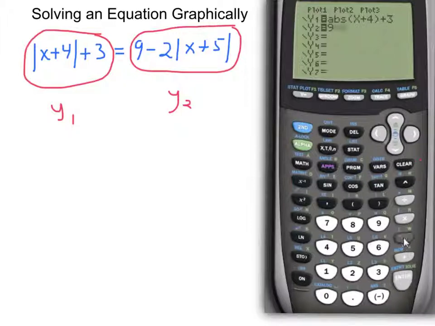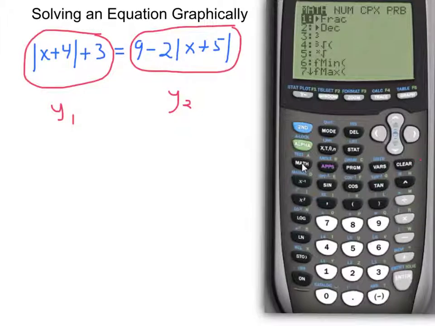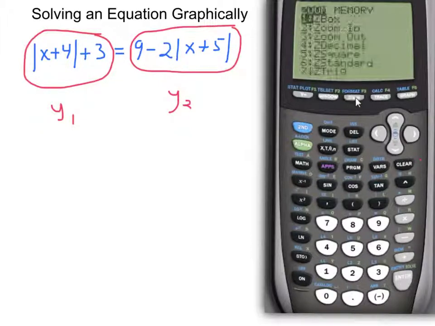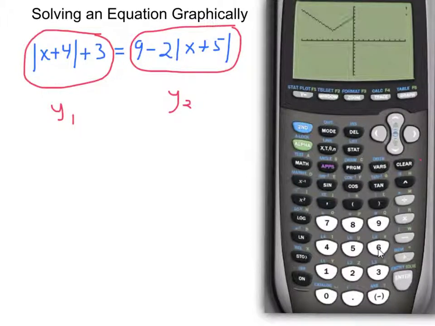So that'd be 9 minus 2 times, and then again you'd have to go back to the math key and then over to number and absolute value of x plus 5. And then once you get both those entered in, you need to graph them. So I'll just hit zoom, and then I'll use standard, which is zoom 6. And notice the graphs with absolute values often come out V-shaped. So you have two V-shaped graphs, and we're looking for these points of intersection.